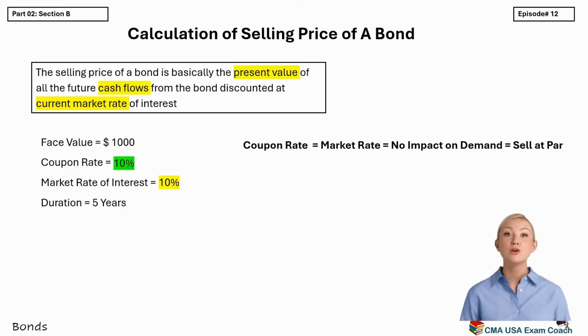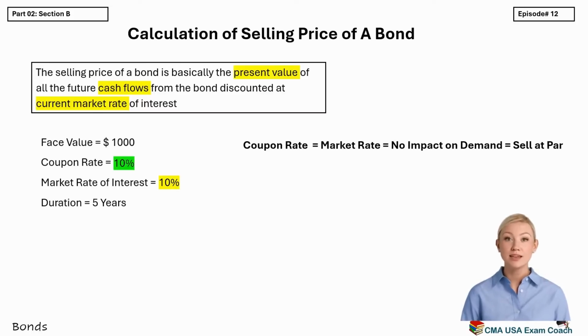So, when the coupon rate equals the market interest rate, the bond is sold at par. No discount, no premium, just the exact amount of $1,000. In this case, the company doesn't need to adjust the price of the bond. Investors are satisfied because they are getting a market-competitive return, and the company raises the funds it needs without offering additional benefits. Let's quickly summarize.